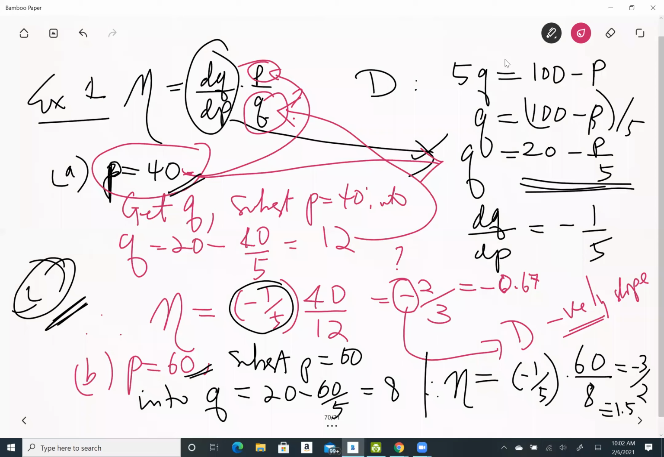Now, if you look at the second part, P equal to 60, and then you get Q equal to 8. So what we got was negative 1.5. What does it mean? It means that if the price goes up by 1%, the demand will go down by 1.5%. Now when you put in percentage, the unit, then we can make the comparison.